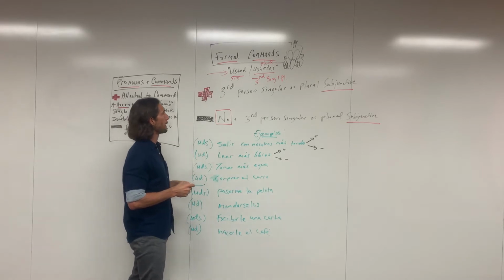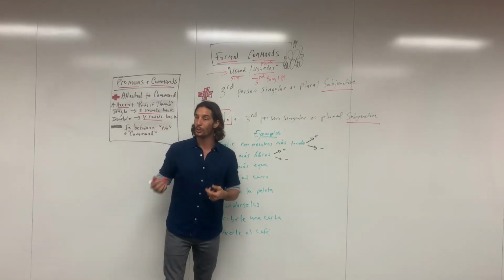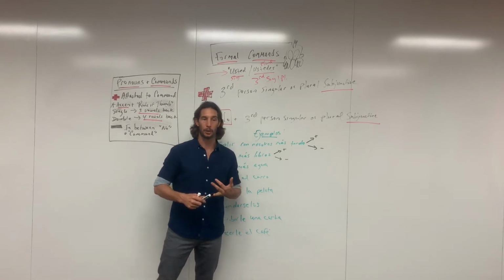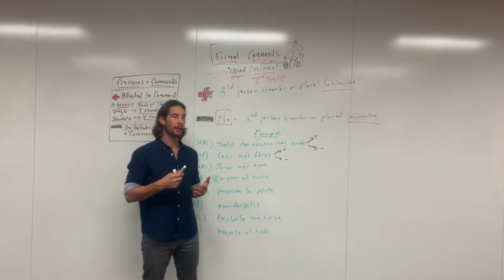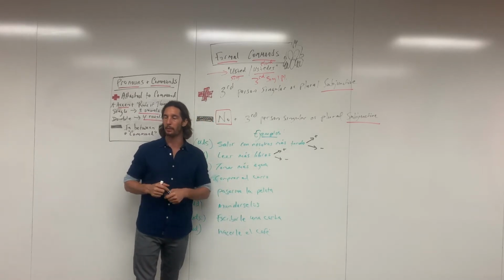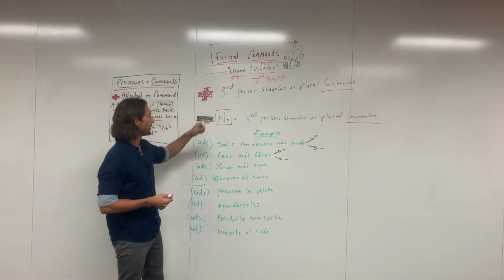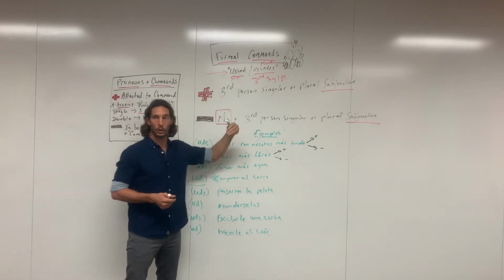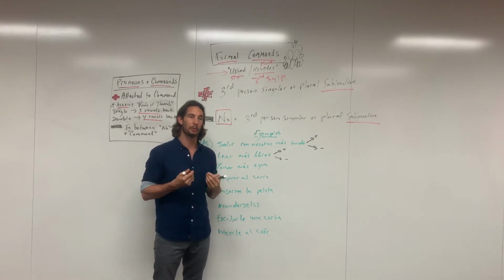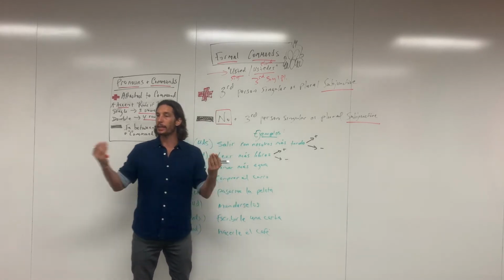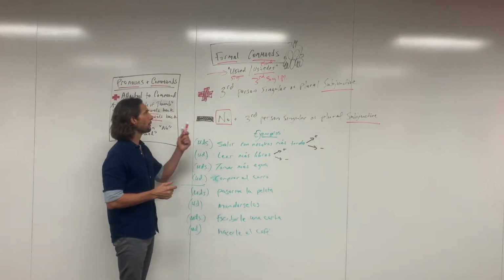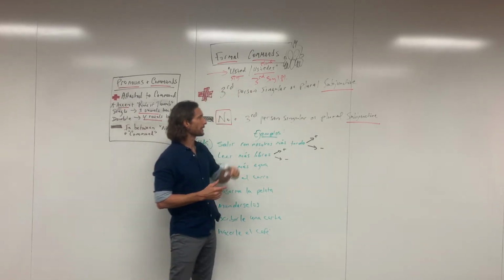As far as commands are concerned, we have formal commands and informal commands, which are the two commands, and then we have nosotros commands. Those are the three types of commands that we have. The two commands are saying you or you all, and the nosotros commands are saying let's, like let's eat or let's study or whatever it may be. But for today, we're looking at the formal commands, so we're going to look at usted and ustedes.